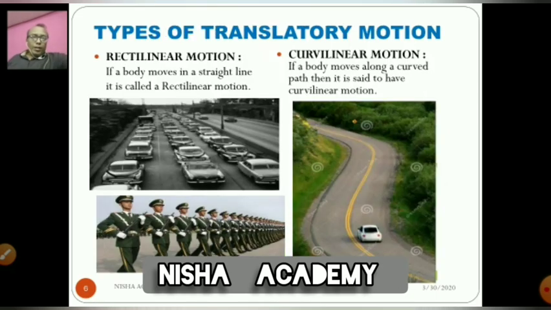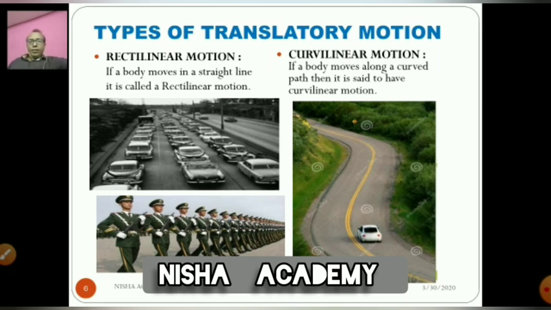Now, we learn the types of translatory motion. There are two types of translatory motion: rectilinear motion and curvilinear motion. See the pictures below. On the left side, you can see that all cars are moving in a straight line. In the second figure also, you can see that the persons are moving in a straight line.